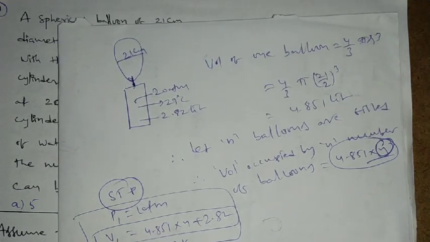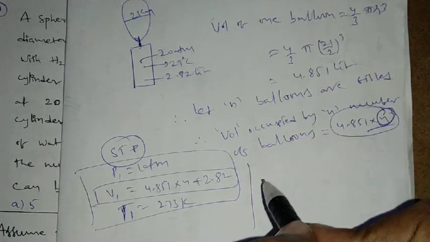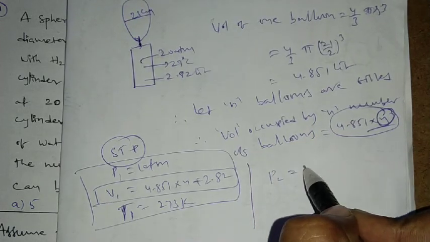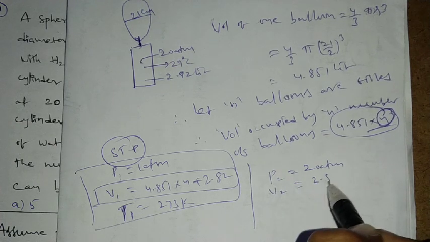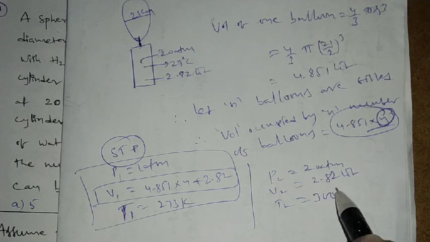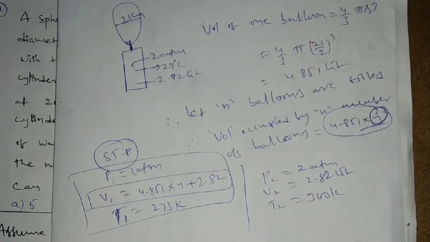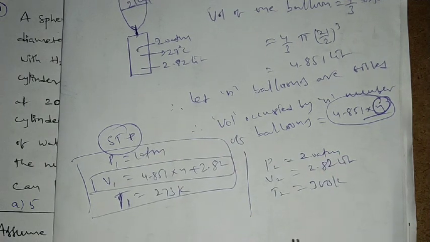Is it okay? The cylinder conditions are already given. What are those conditions? P2 equal to 20 atmospheres, V2 equal to 2.82 liters, and T2 equal to 300 Kelvin. Is it okay? These are the given conditions.